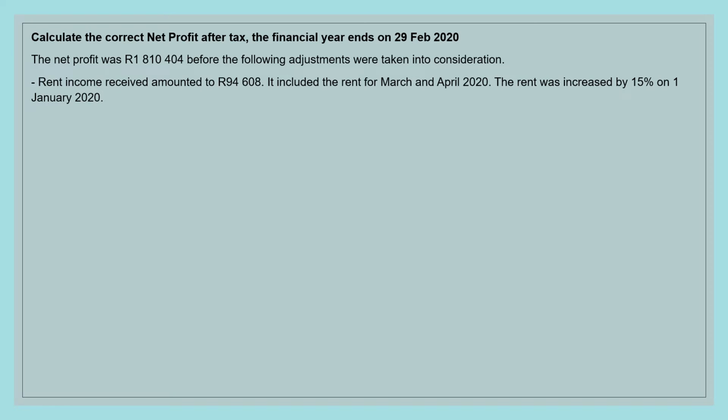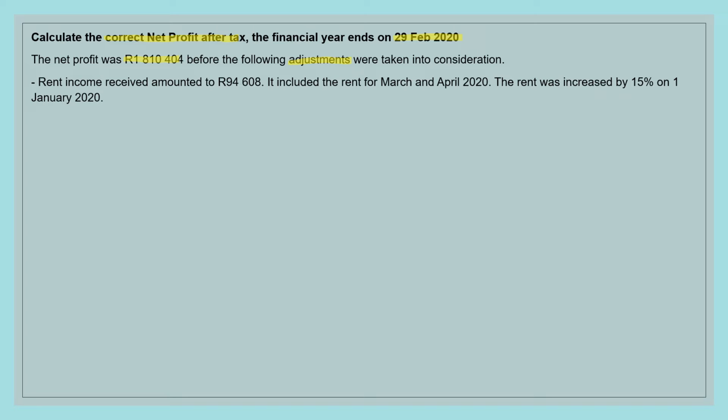Right, going into the statement or the question. It says calculate the correct net profit after tax. The financial year ends 29 February. So what you are required to do is calculate the correct profit. The year ends 29 February 2020, and the net profit was 1,810,404 before the following adjustments were considered.